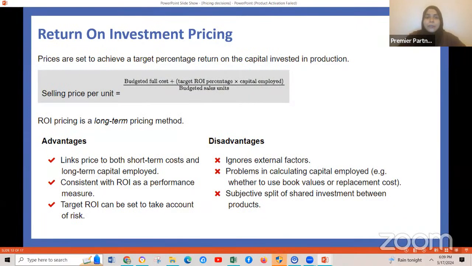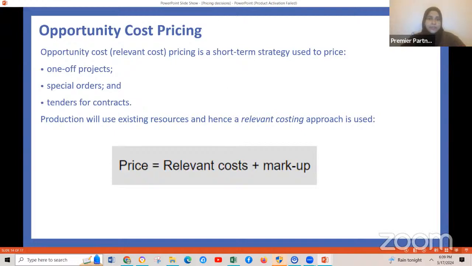Return on investment pricing. These are prices that are set to achieve a target percentage return on capital. So you take your budgeted full cost and you see what is the target profit you want to make. That is your target ROI into the capital employed. You see how much profit you want. So therefore, your price should cover your full cost and that profit as well. And then you divide by budgeted sales units.